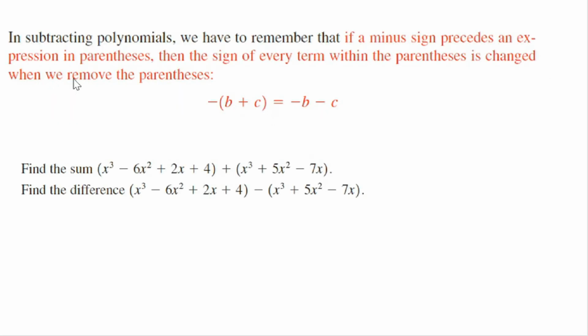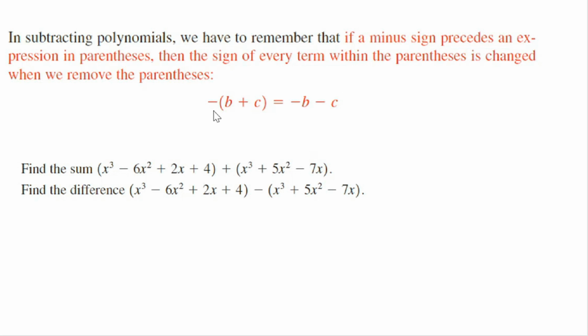So in subtracting polynomials, we have to remember that if a minus sign precedes an expression in parentheses, then the sign of every term within the parentheses is changed when we remove the parentheses. This is what I'm trying to say. The negative of the quantity b plus c, it says that we are going to change the sign.